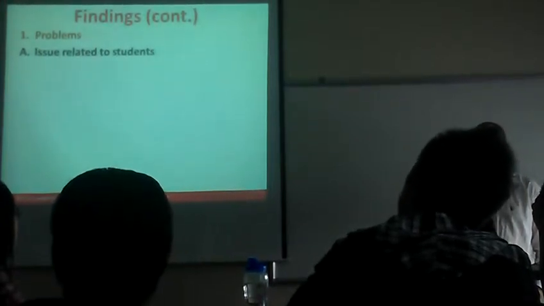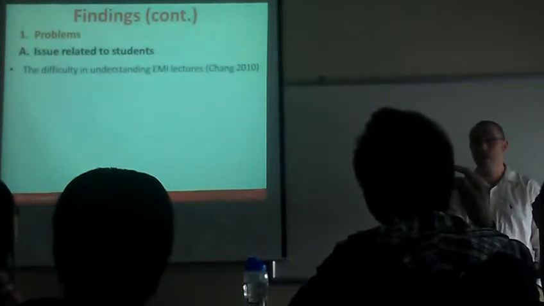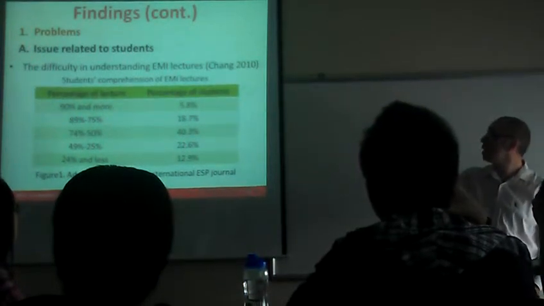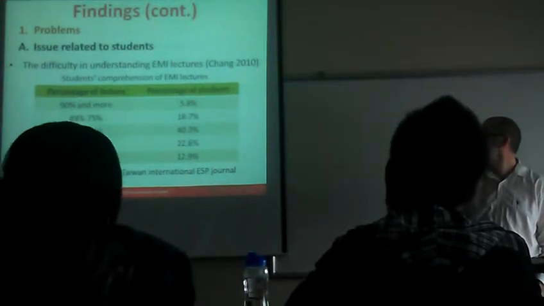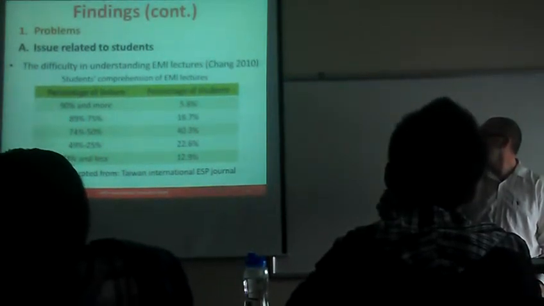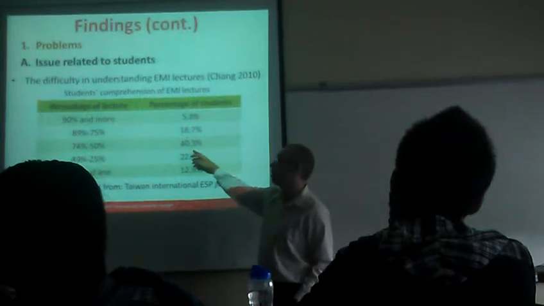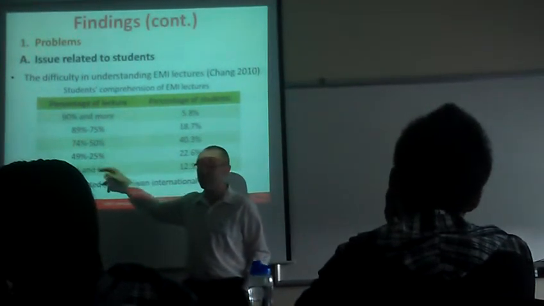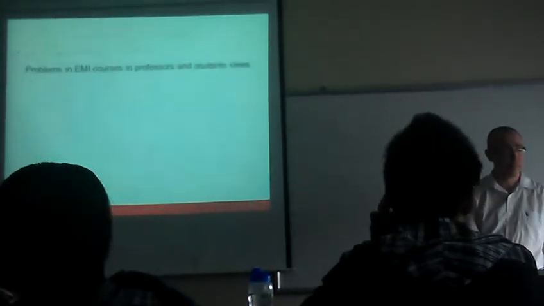First one is students. The students, according to Chang, have some problems with understanding lectures. And there you can see on the screen that for the majority of the students, for about 80%, they don't really understand a lot of the lecture. Okay? You see there's this group here, 40.3% only understand a half or 3/4 of the lecture. So that's obviously a problem. They can't understand all the material in the lecture.